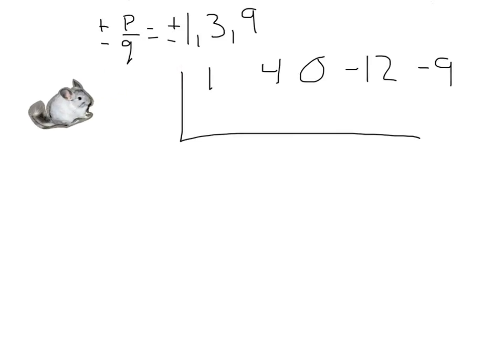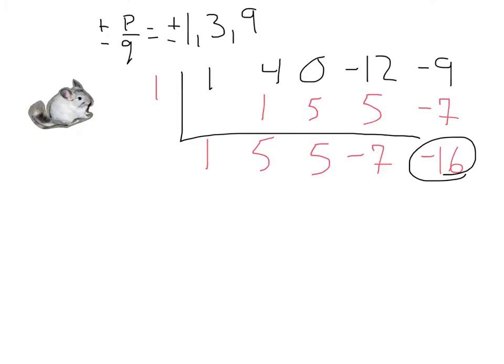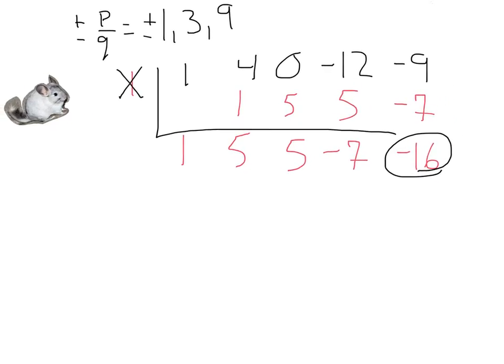So I'm going to put +1. If I do synthetic division, I'll get 1, 1, 5, 5, 5 down here. 5 times 1 is 5. -12 plus 5 is -7. -7 times 1 is -7. -9 plus -7 is -16. Now this does have a remainder of -16, so I know that 1 is not a zero of this polynomial. Alright, well, that didn't work, so let's go ahead and do it again.